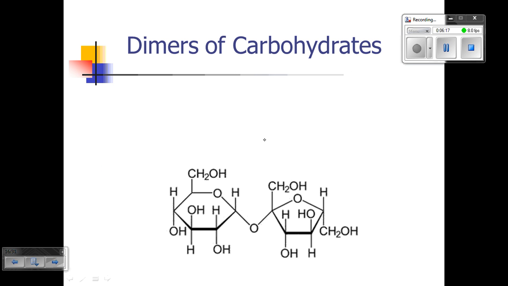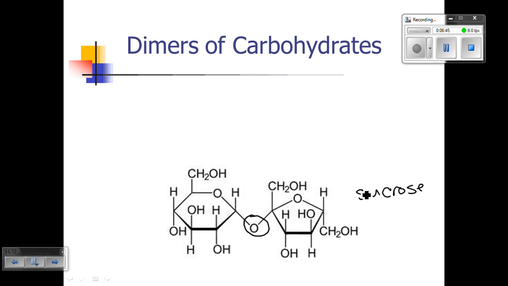Now, carbohydrates also form dimers, and if you remember, di means two. So if you look here, we've got two rings. We've got one ring on the left here, and you've got another ring on the right. And they are formed by that C-O-C bond that is formed as a result of dehydration synthesis. And this here is an example of sucrose.